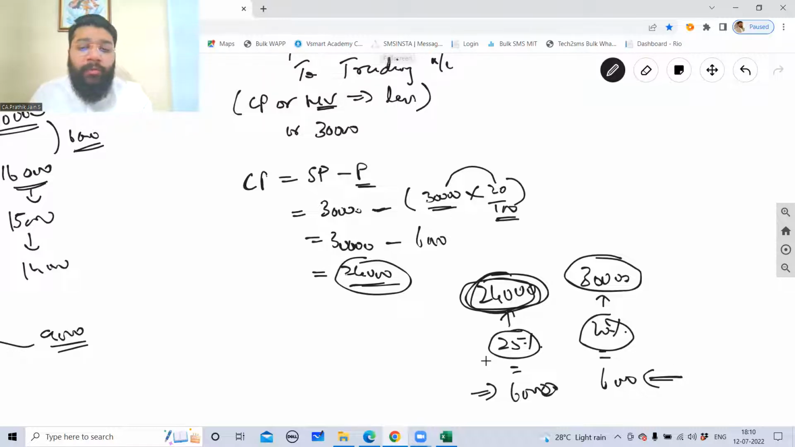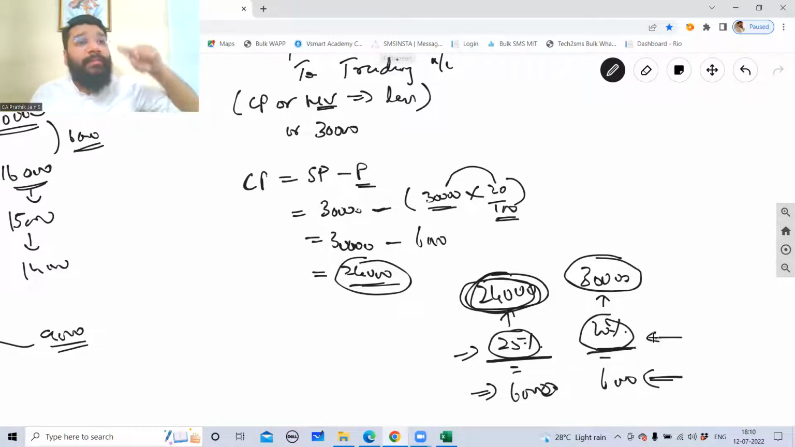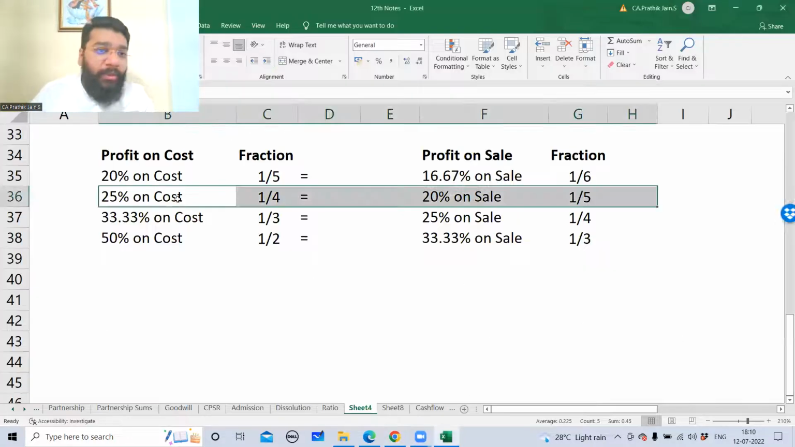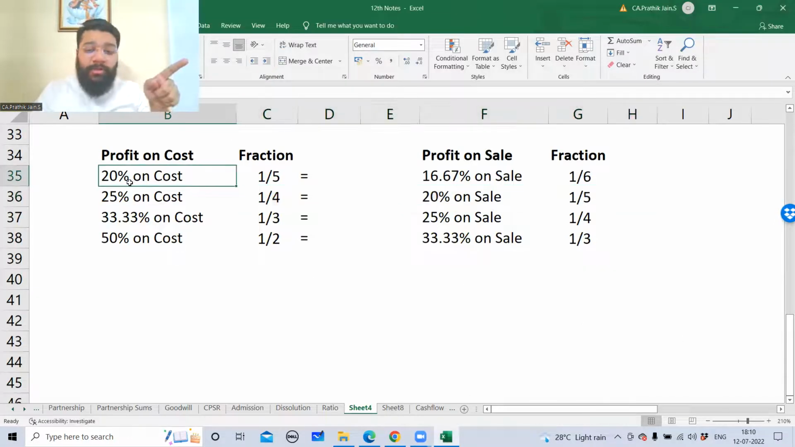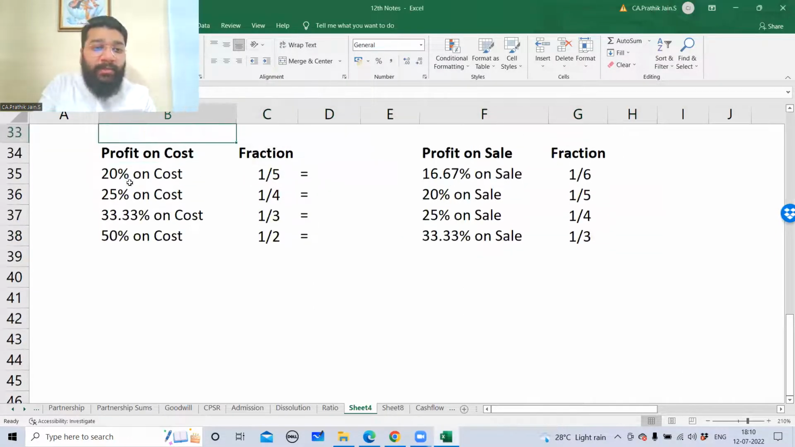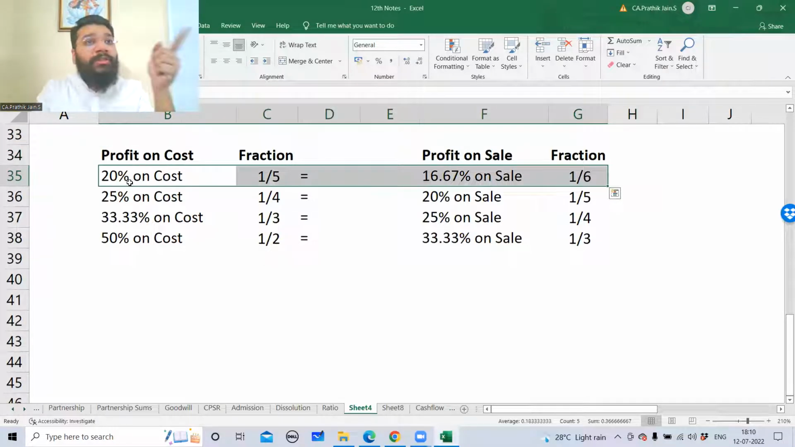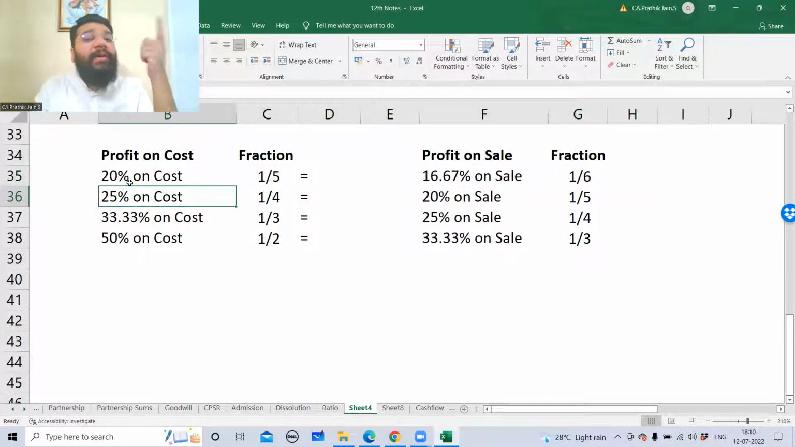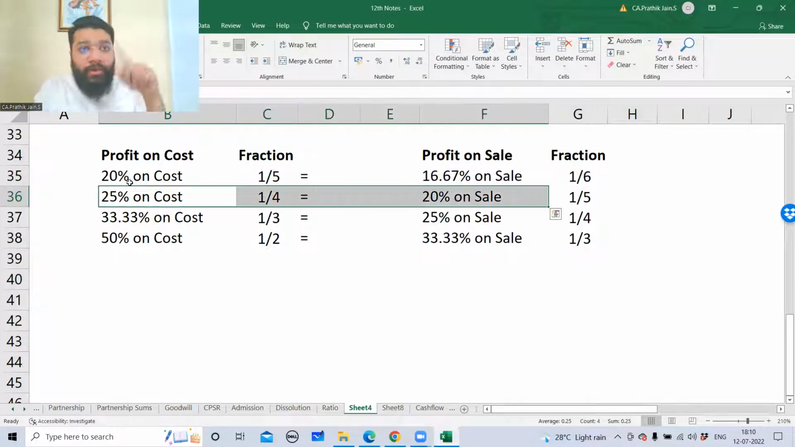That's why I told you, the profit percentage on cost will always be higher compared to the profit percentage on sale. On cost the percentage will be more, 25. On sale the percentage will be less, 20%. If you see, the same rule is given. If it is 20% on cost, it is 16.67% on sale. So on cost is more, on sale is less. If it is 25% on cost, it is 20% on sale. Cost more, sale less. This is true only in case of percentage.